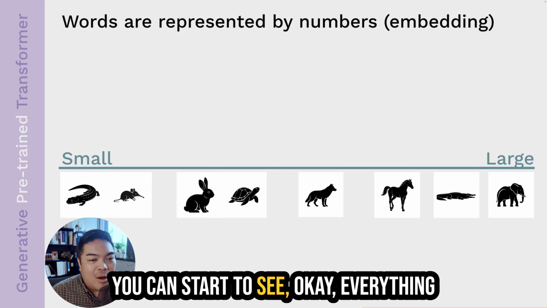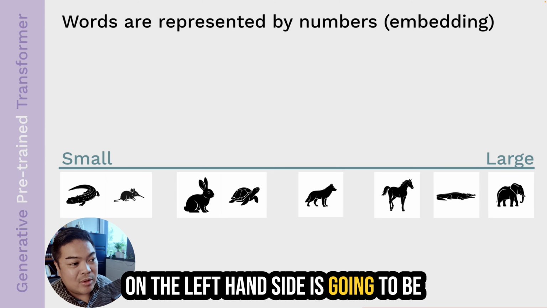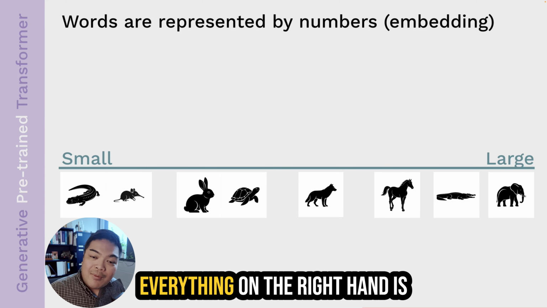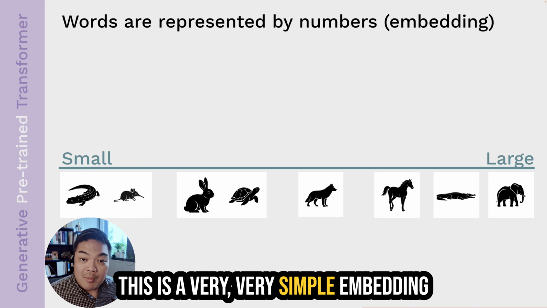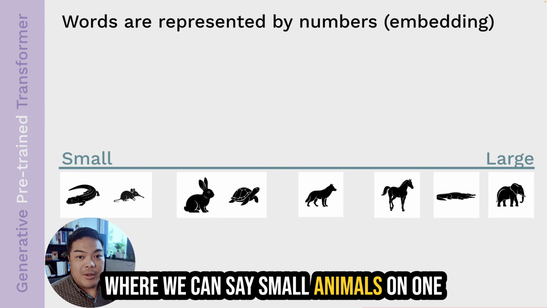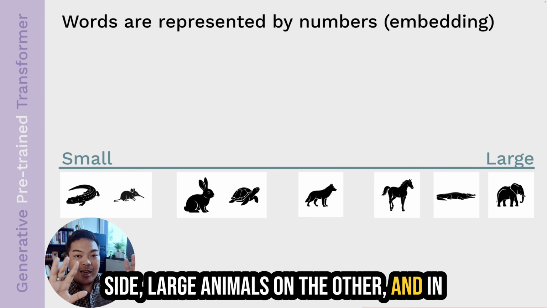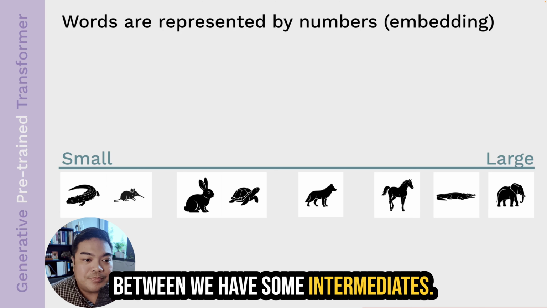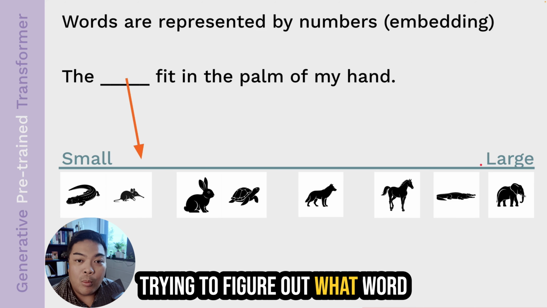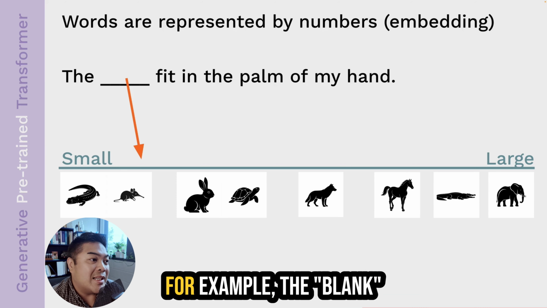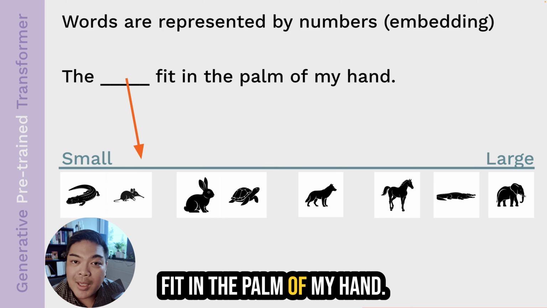You can start to see, okay, everything on the left-hand side is going to be representative of a small animal. Everything on the right-hand side is representative of a large animal. This is a very, very simple embedding where we can say small animals on one side, large animals on the other, and in between we have some intermediates. Now, the use of this is when we're trying to figure out what word we should fill into a sentence. For example, the blank fit in the palm of my hand.